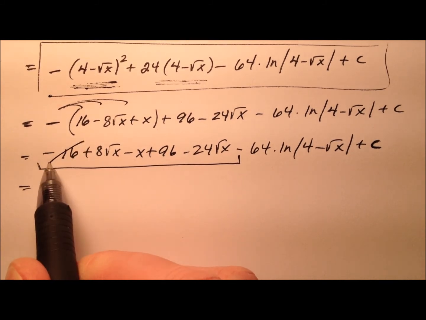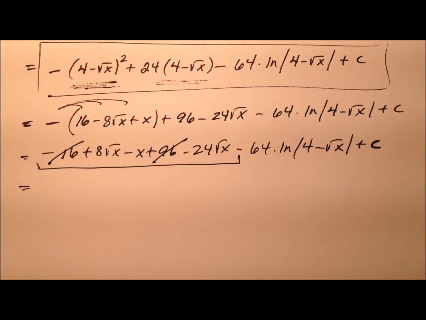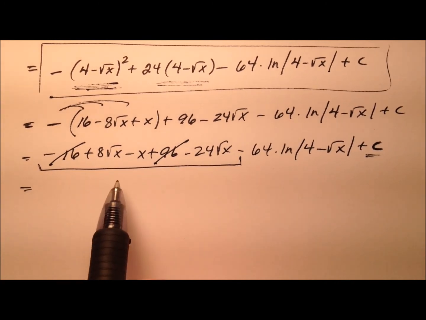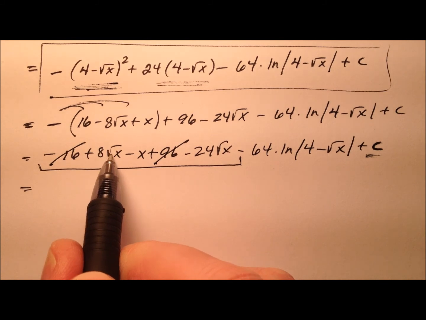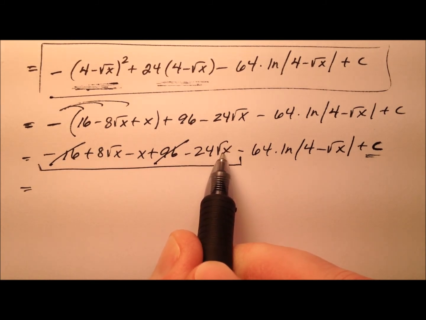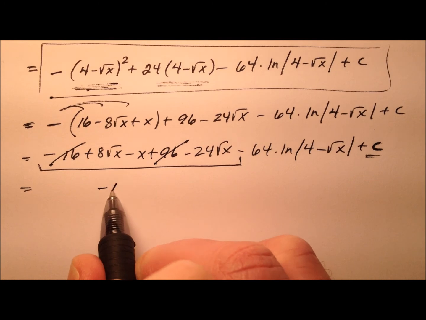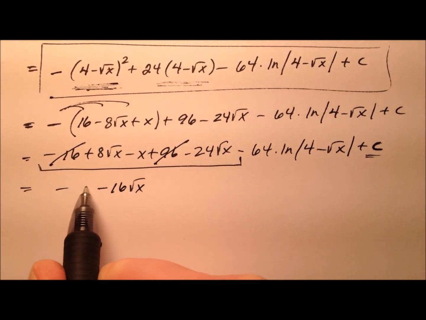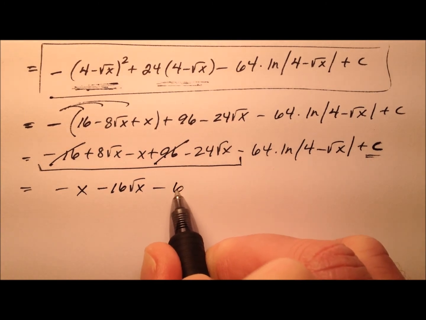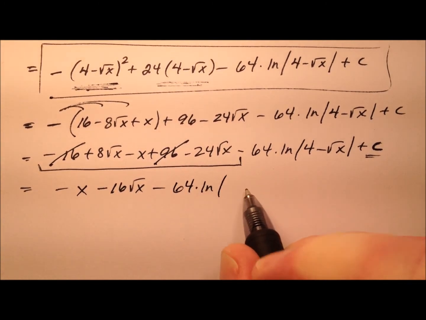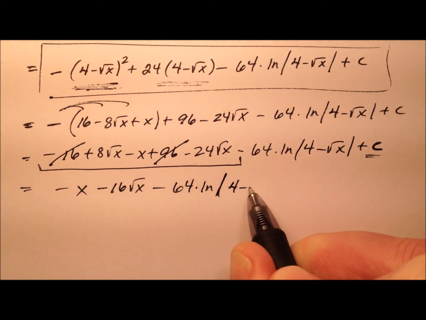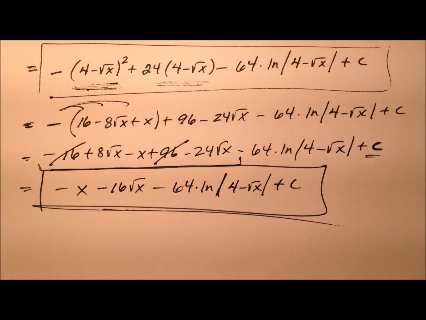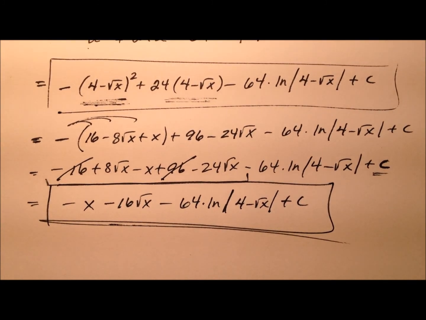So this minus 16 and plus 96 I can ignore because I have this plus c. So I have 8 times the square root of x and negative 24 times the square root of x. So that's going to be negative 16 square roots of x. And then this minus x could be out front there, so minus x. And then minus 64 times the natural log of the absolute value of 4 minus the square root of x, plus c. Okay, so that's cleaned up a bit, and that looks not too bad at all.